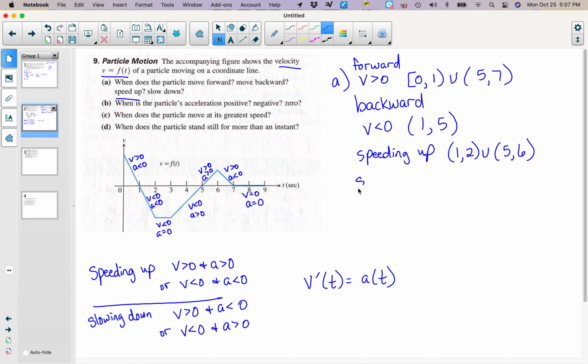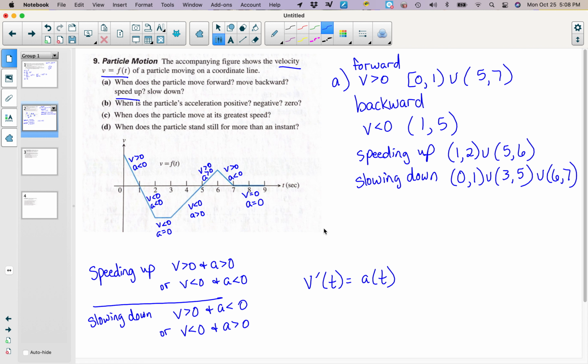It's slowing down when they're opposing signs. So from 0 to 1, and from 3 to 5, and from 6 to 7. Okay, so we've got speeding up, slowing down. So that was all for part A. Now part B, we've already kind of answered.